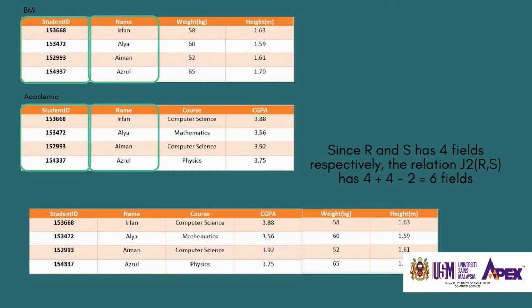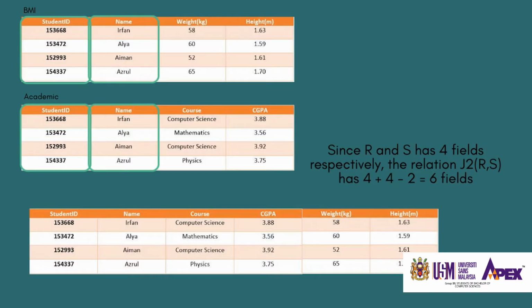So here we have student ID and name, which are the same as in the other tables. So we have to eliminate them to avoid the attributes being redundant. So once we join, we have student ID, name, course, CGPA, weight and height attributes.